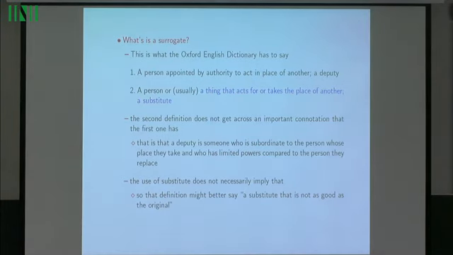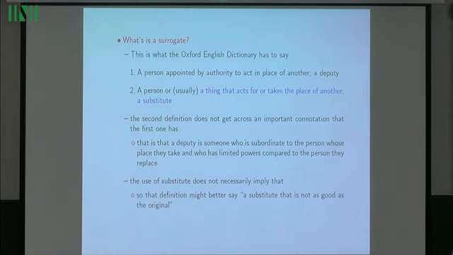What about surrogate? Well, what does the OED have to say? It's a person appointed by authority to act in the place of another, a deputy. In fact, I learned that surrogate was first used in ecclesiastical settings where a bishop would appoint somebody to do some of his job. The second meaning is a person, or usually a thing, that acts for or takes the place of another. For instance, I fit the first definition because I'm a surrogate talking instead of someone who really knows what they're talking about. But I'm going to talk about the second one.